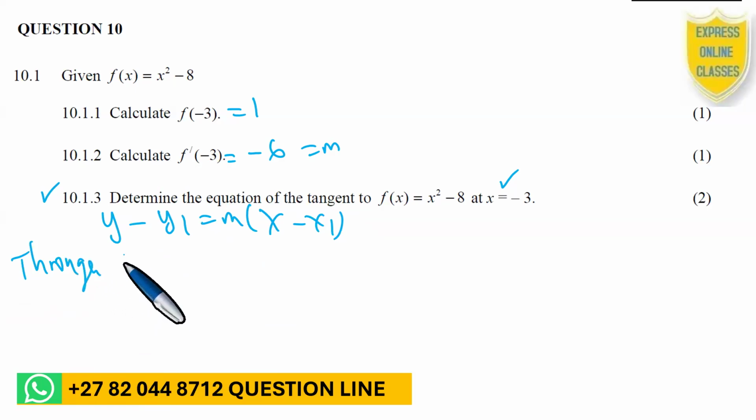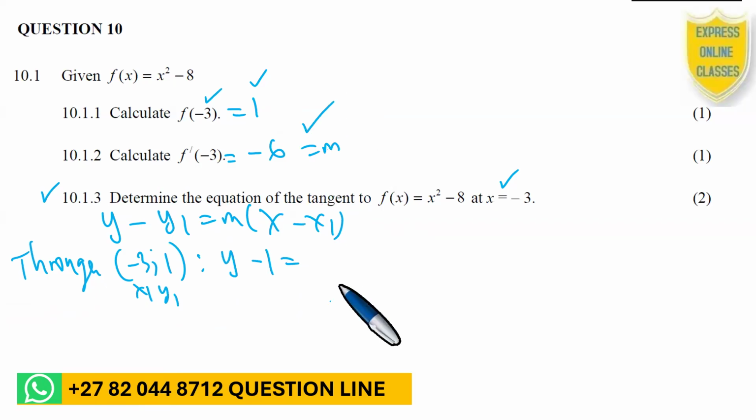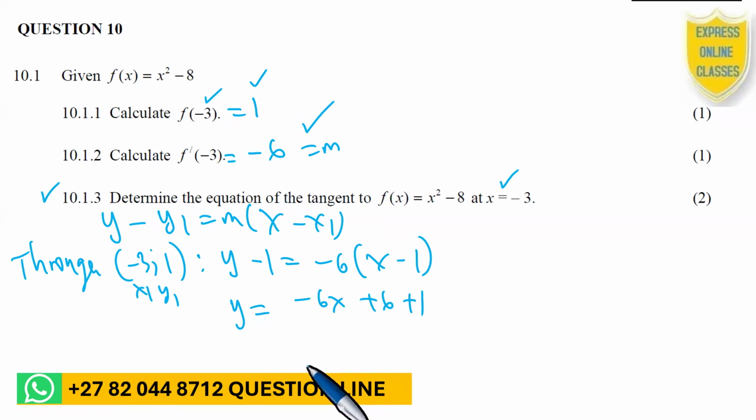But this tangent passes through x, whenever x is minus 3, y is 1. So this is x1, y1. So you're going to do y minus 1, the slope is minus 6, x minus x1, which is minus 3. y equals minus 6x plus 6 plus 1. Let me check if I have all the numbers very well.